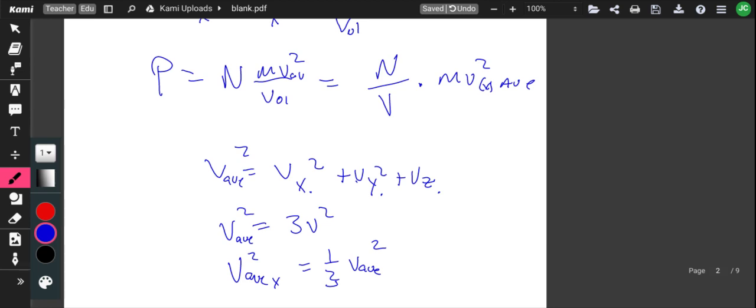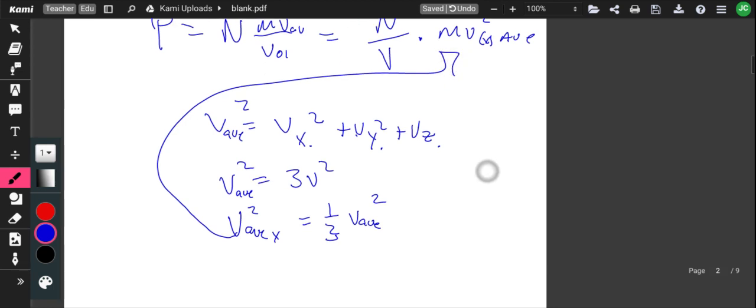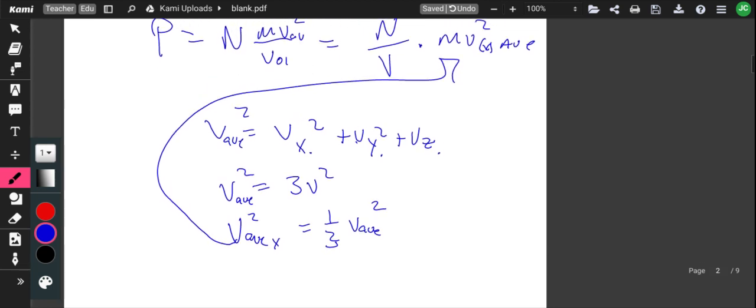And that is going to then find its way up into this equation, because now we have a value for Vx. So when we rewrite this, we get pressure is equal to N divided by volume times, again, the probability of things happening, 1/3 of the velocities, m times 1/3 of all of the v averages.